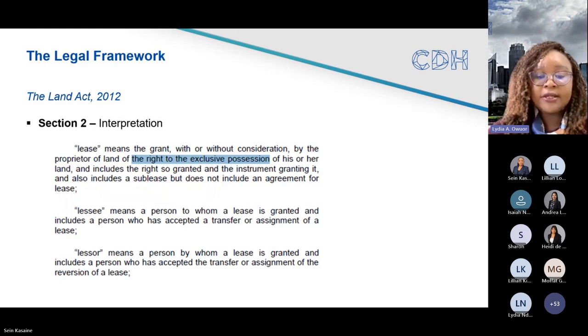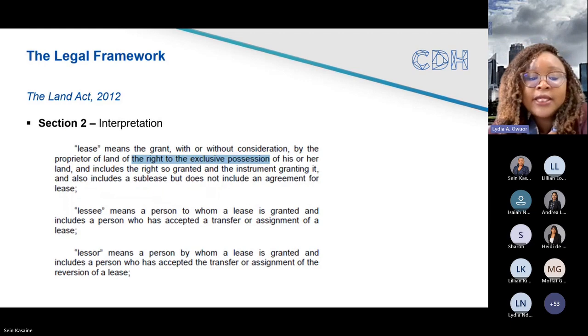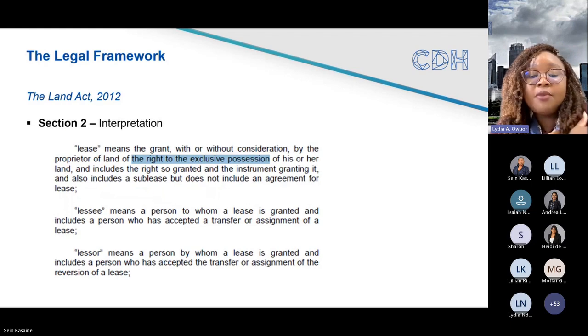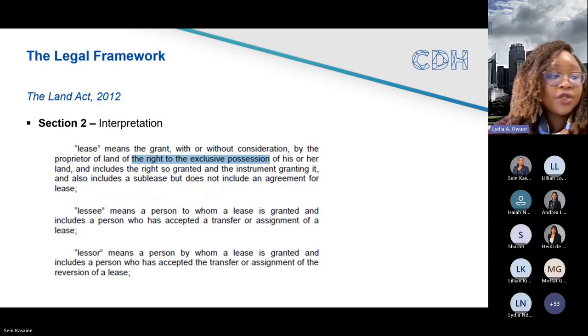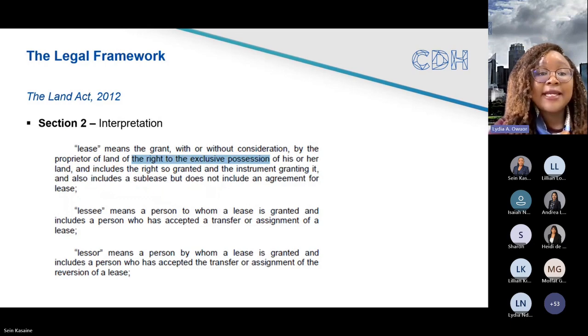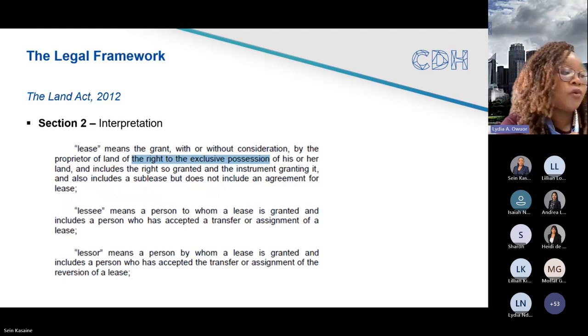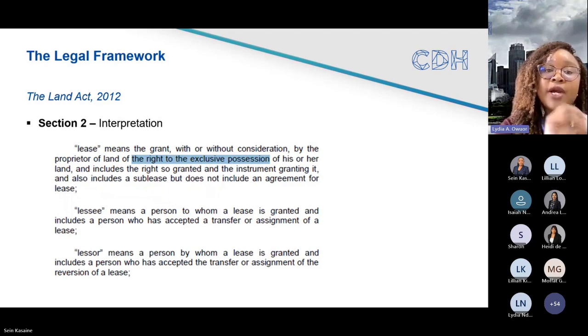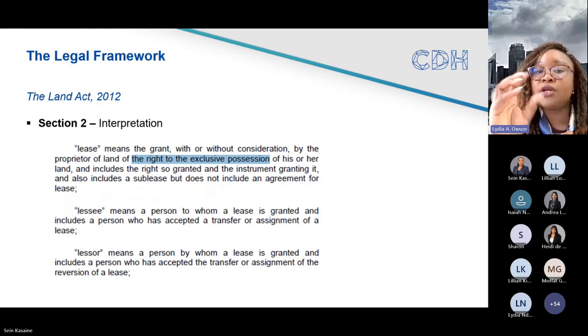So we will start with the Land Act, and we're looking at Section 2, just to help us understand what a lease is from a legal perspective. And I took a screenshot to avoid imposing my own interpretation when paraphrasing. So I guess we can read it together. A lease means the grant with or without consideration by the proprietor of land of the right to exclusive possession of his or her land, and includes the right so granted and the instrument granting it. And it also includes a sublease, but does not include an agreement for lease.